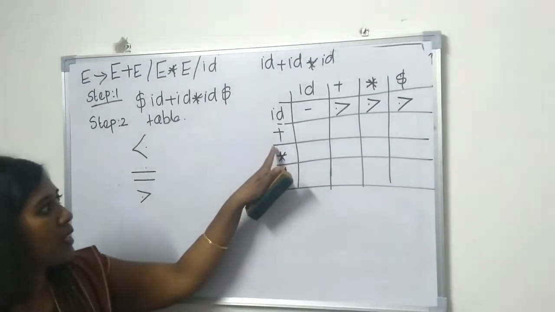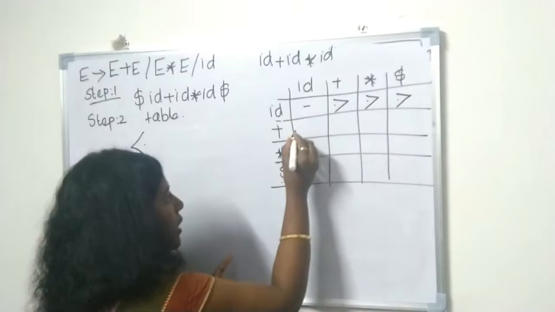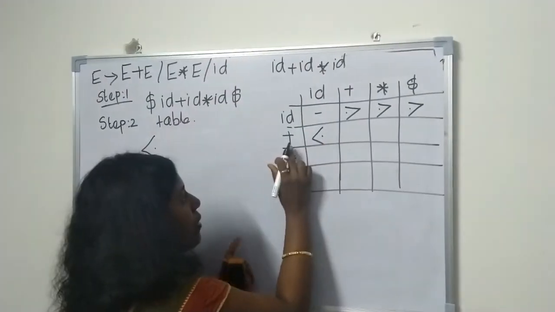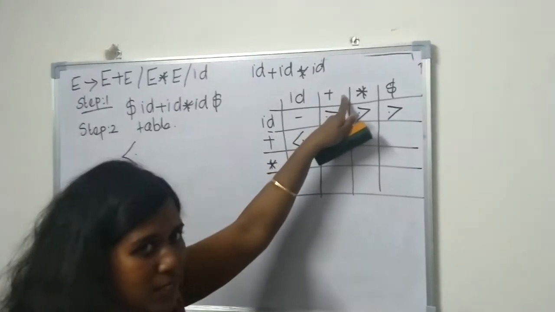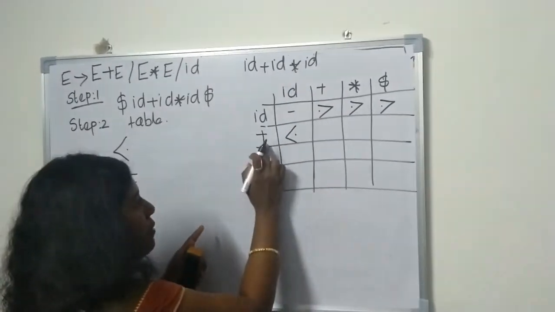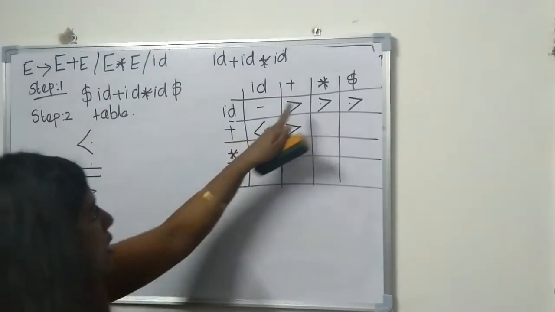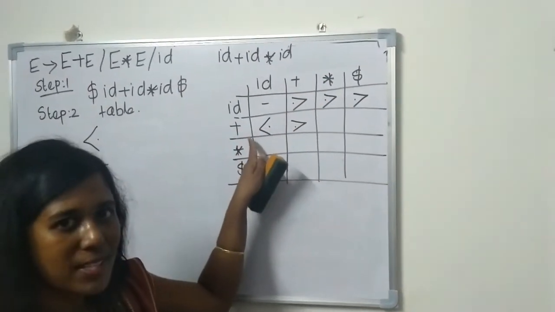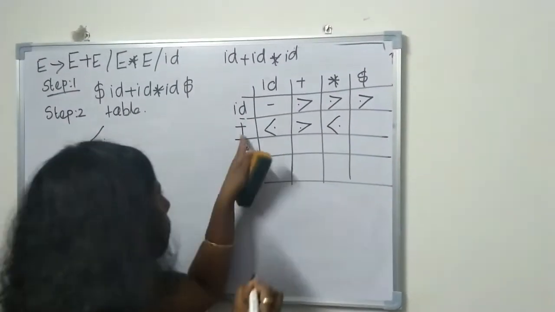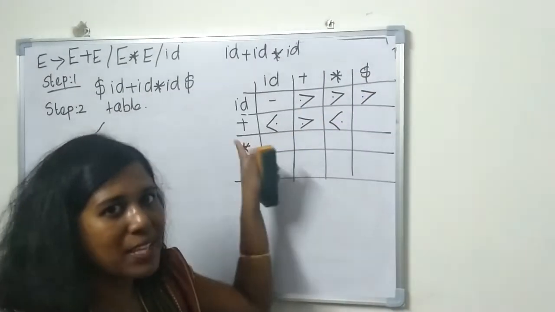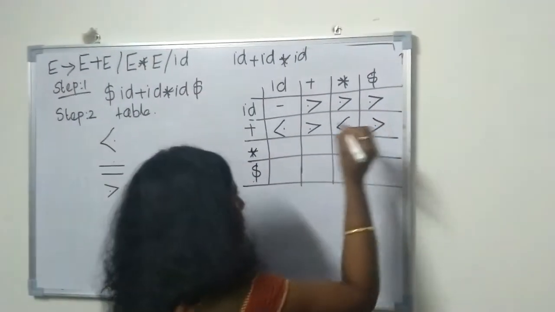Now plus. Plus has less priority than ID. Always keep in mind, if there is a plus in the row and a plus in the column, this plus will have the highest priority, so I am writing like this. Now plus and star. Plus has less priority than star, so I am writing less than. And now plus and dollar. Plus has greater priority than dollar, so I am writing this.